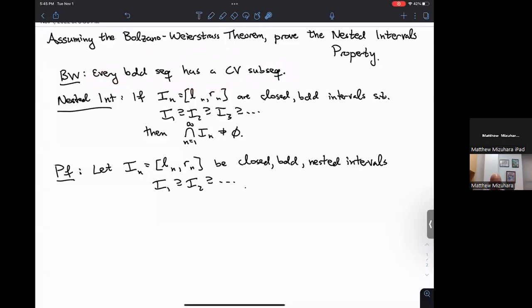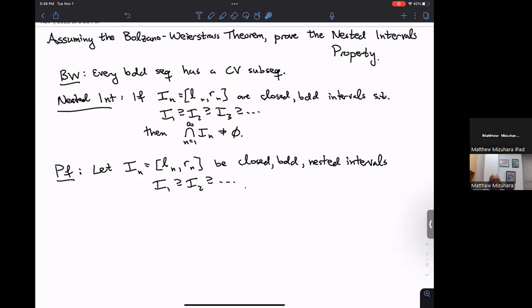subsequence. And the nested intervals property says, if I give you a sequence of bounded closed intervals, which are nested, in the sense that I1 contains I2, contains I3, and so on, then their infinite intersection is non-empty. Now, you'll notice I've named my intervals Ln and Rn instead of An, Bn, which we might typically do.